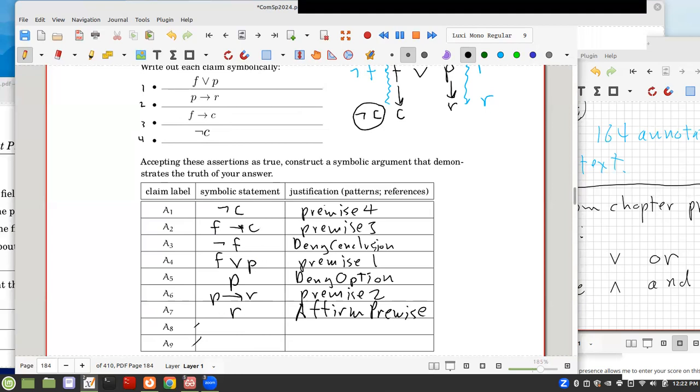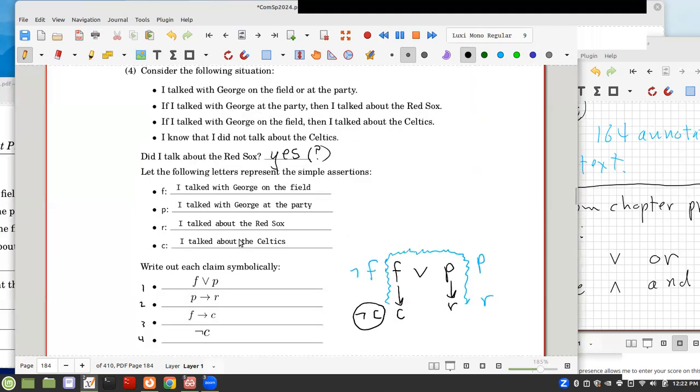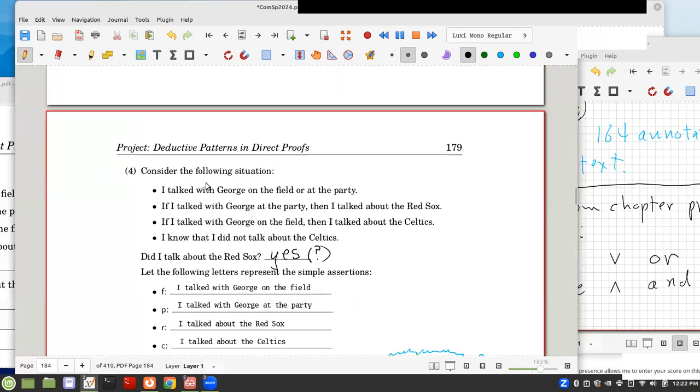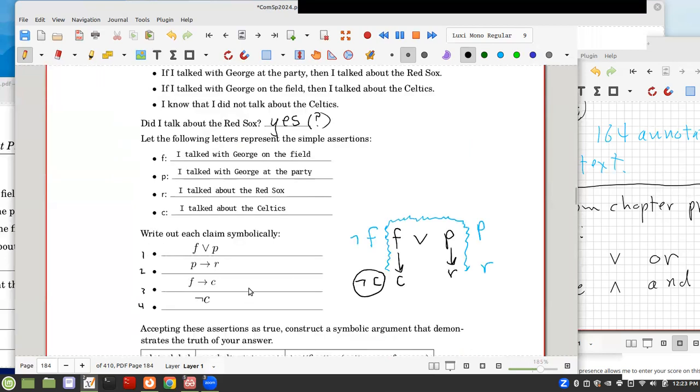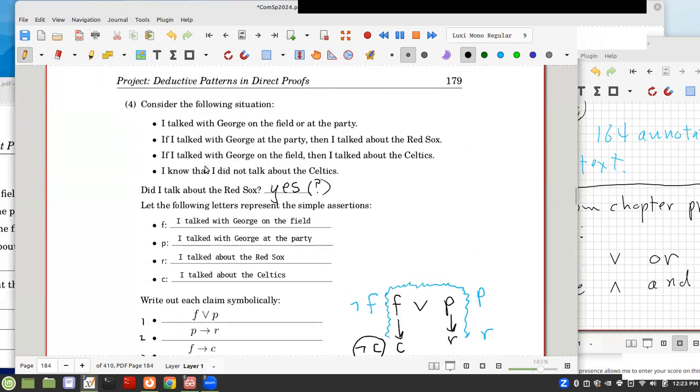Well, and here we see that indeed this is a sound argument that if these first 4 propositions are true, then I did talk about the Red Sox. And R is the proper conclusion. So you can say that these premises imply or lead to the conclusion that you talked about the Red Sox.